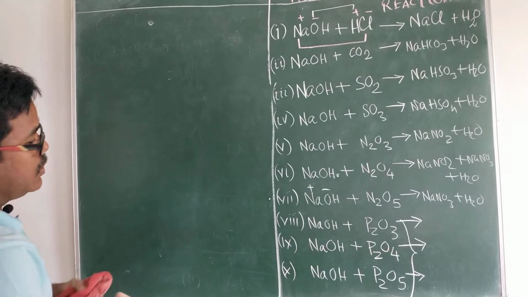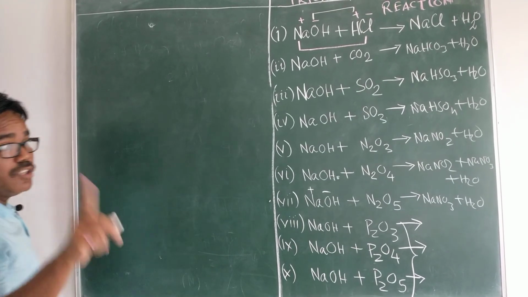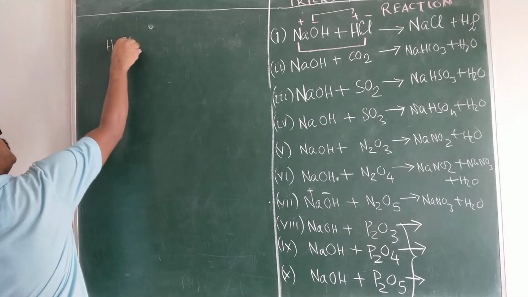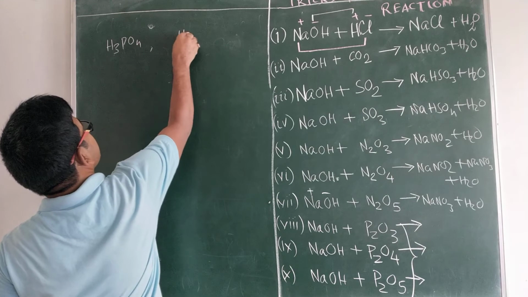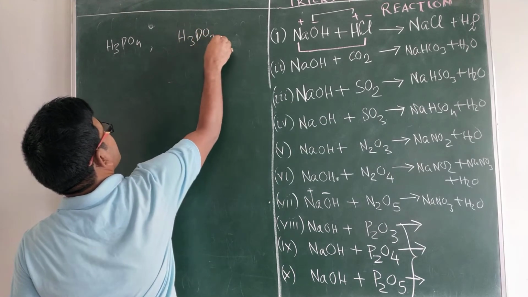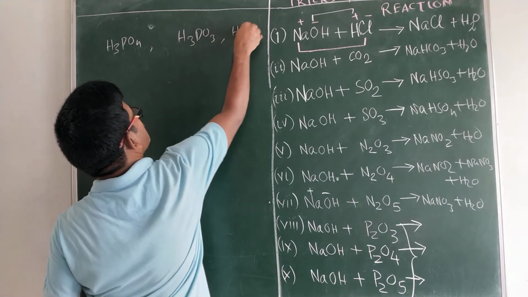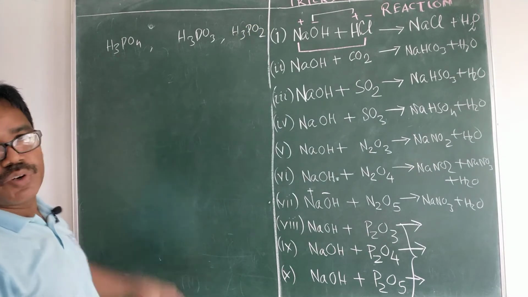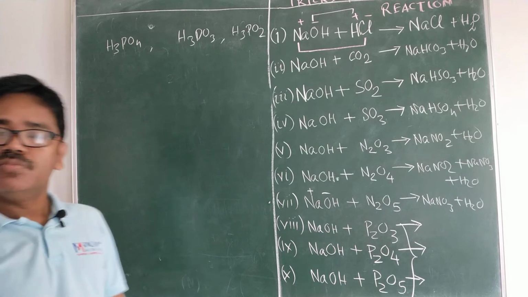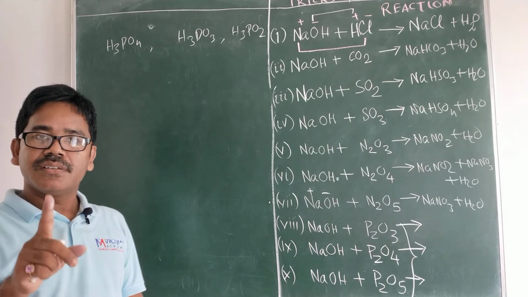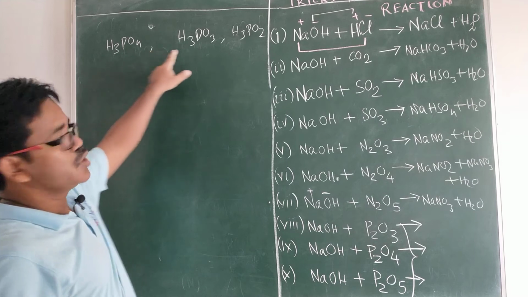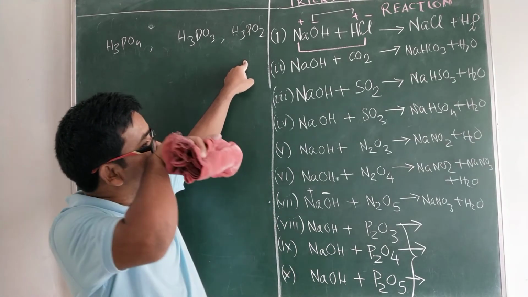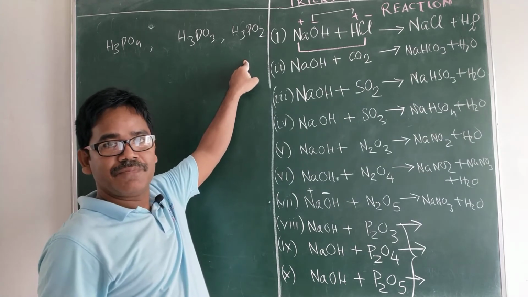We know phosphorus has 3 oxo acids. One is H3PO4, another is H3PO3, another is H3PO2. These are the most common oxo acids of phosphorus: phosphoric acid, phosphorus acid, hypophosphorus acid.